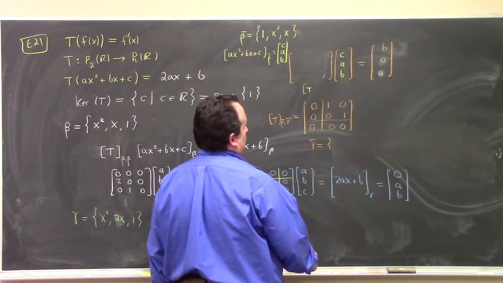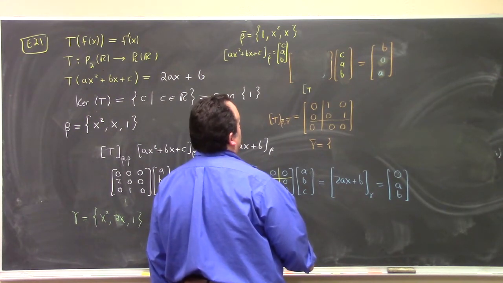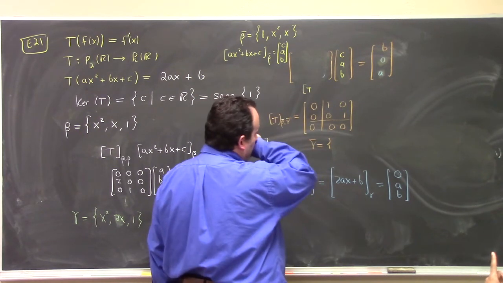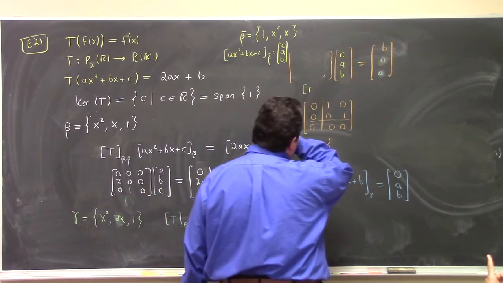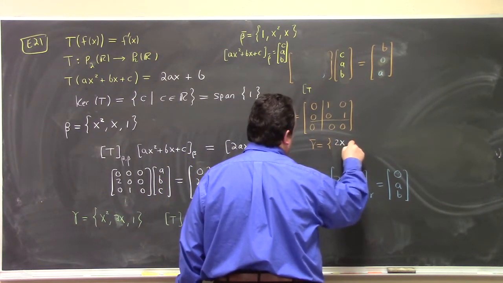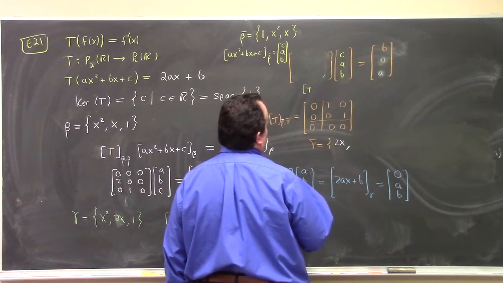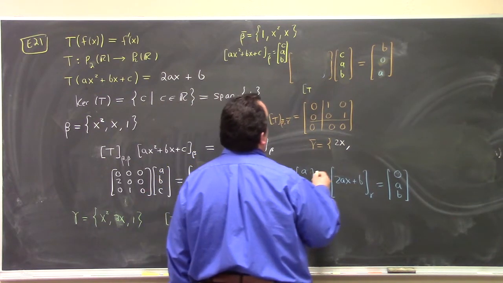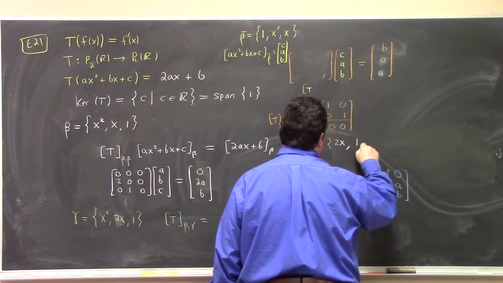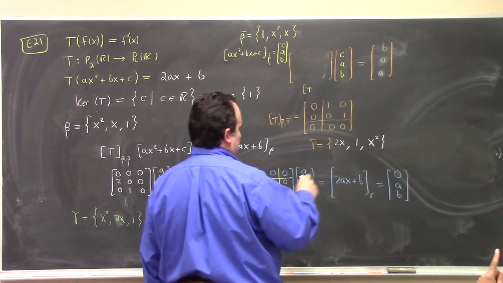I'm trying to think. So, 0, 1, 0 will give you A, so it'd have to be x first. Maybe 2x, I'm not sure. 2x. And then 0, 0, 1 would have to be 1. I bet it's the x. Oh, it's the 1. Yeah, I think it's 1. And then x squared. And so that put B.